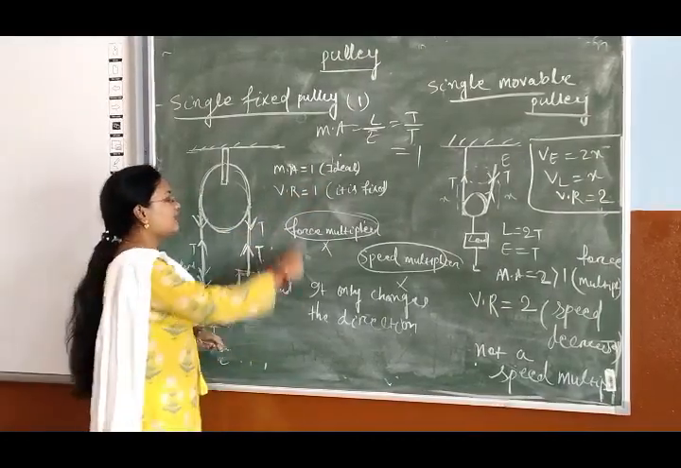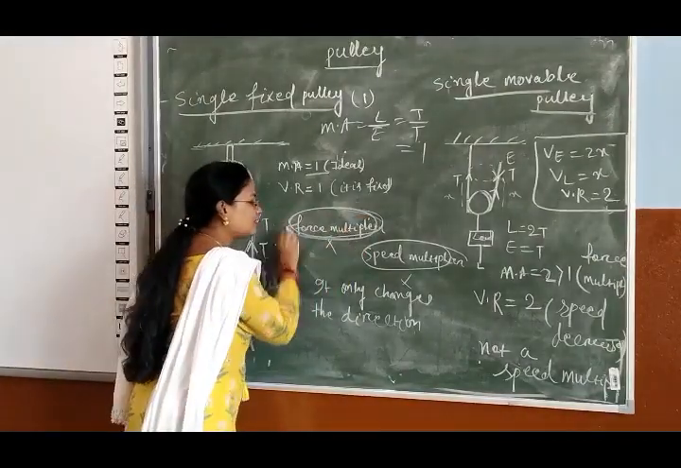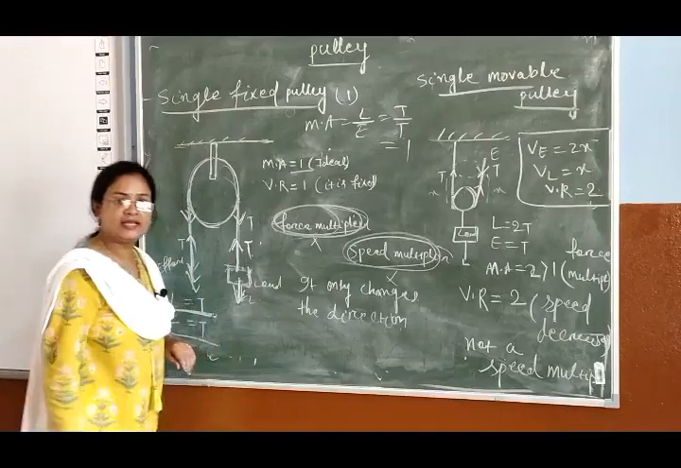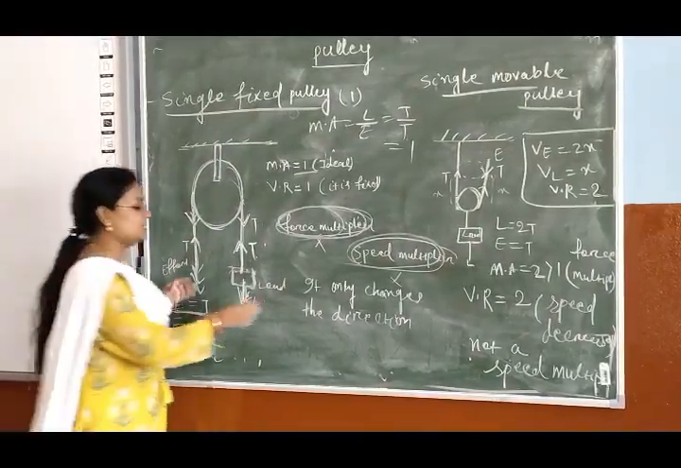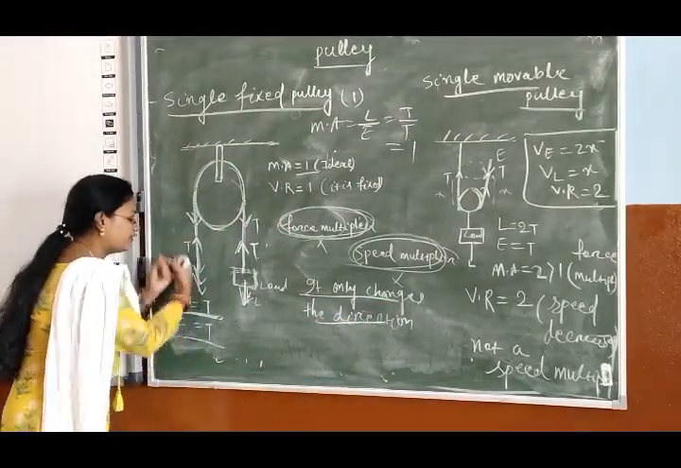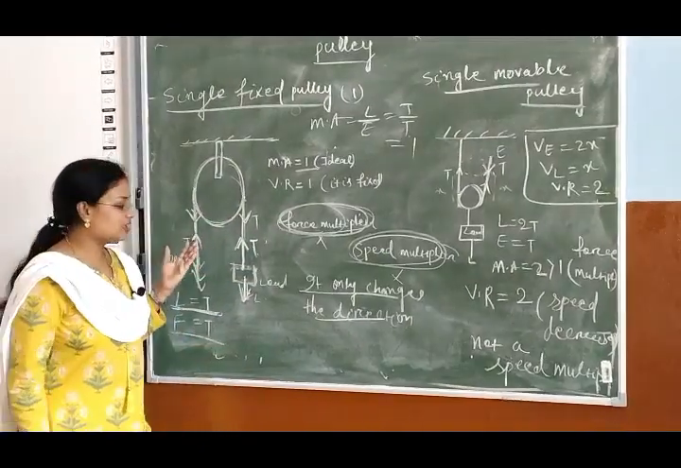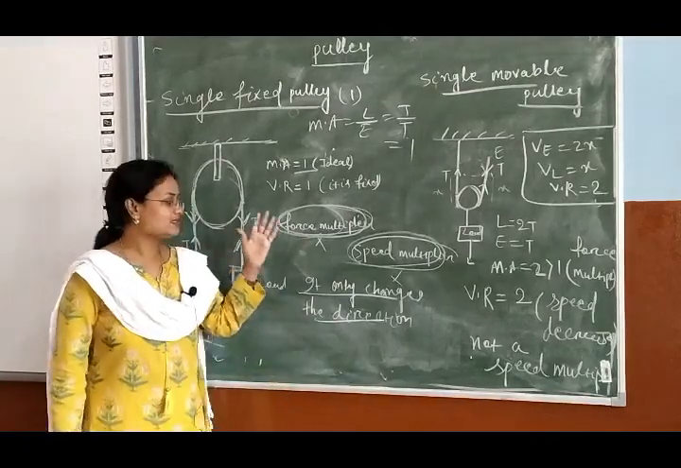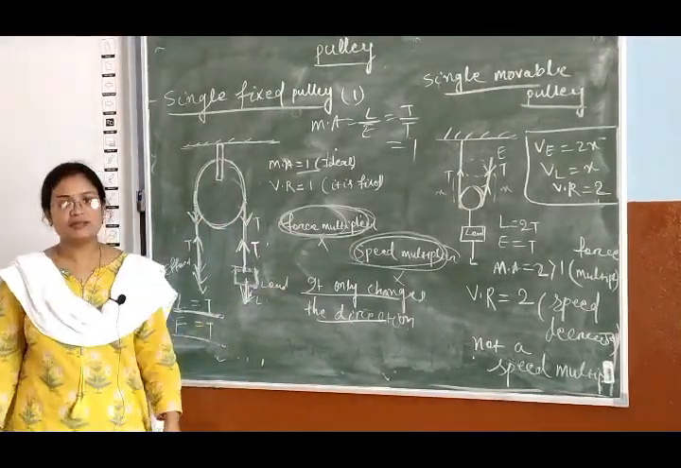If mechanical advantage equals 1, that means it is not a force multiplier and it is not a speed multiplier. So what is the function of a single fixed pulley? It only changes the direction. If effort is in the downward direction, the load moves in the upward direction. Its only function is to change the direction. It is not used as a force multiplier or a speed multiplier.